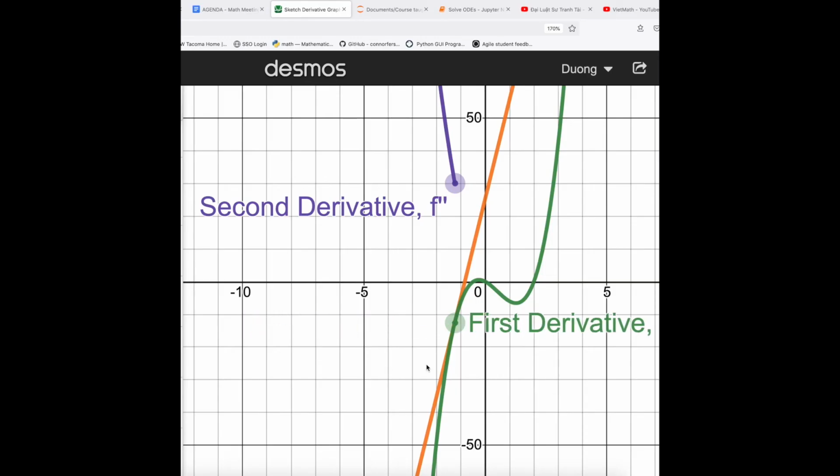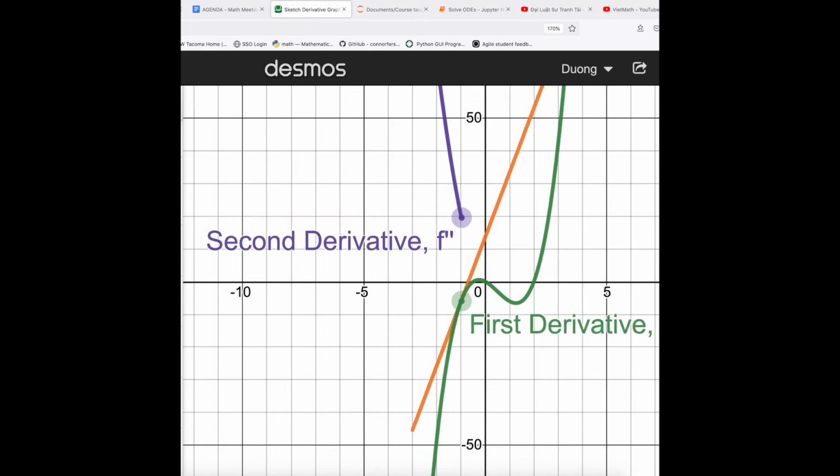Well, let's start here. The green curve is the graph of the first derivative. The orange line is the tangent line to the first derivative. And the purple curve is the graph of the second derivative. At this point, the slope of the orange line is positive, meaning the value of the second derivative is positive. We move the point to the right.